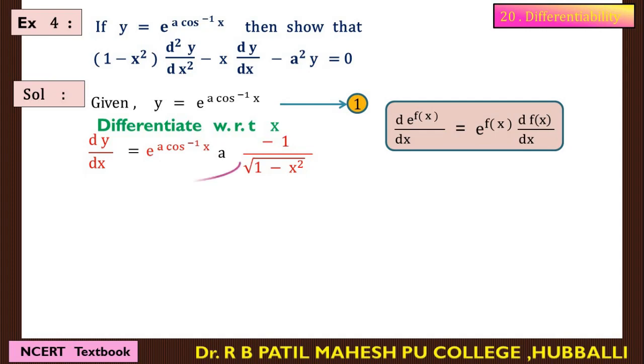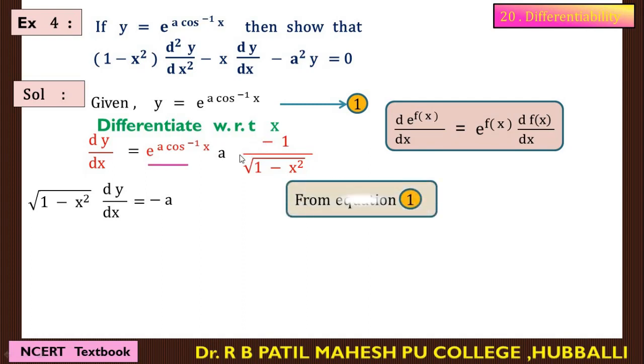So here, transfer this root of 1 minus x square denominator term to the left side. So you will get a root of 1 minus x square dy by dx is equal to minus a. Okay, so this is a minus sign, and this e raised to a cos inverse x, from equation 1, is denoted as y, therefore it is y. Denote this as equation 2.